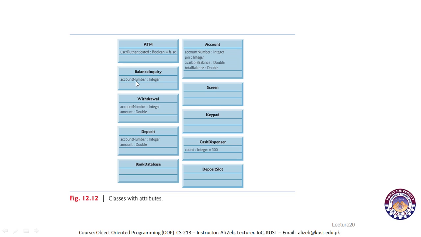For the balance inquiry, we have the account number. For withdrawal, we have account number and amount. We do not have any variables for some of the classes. We might get variables for these classes with further analysis, but with our initial or very basic analysis, we have been able to identify the attributes for some of our classes.